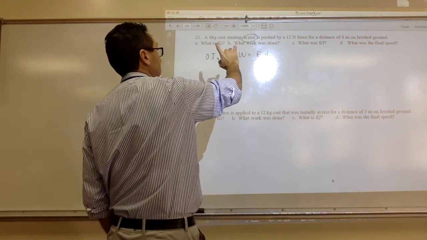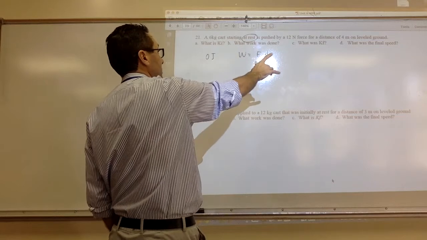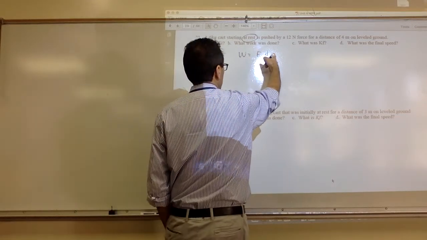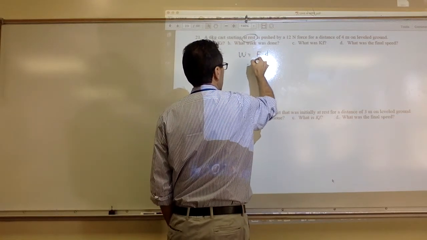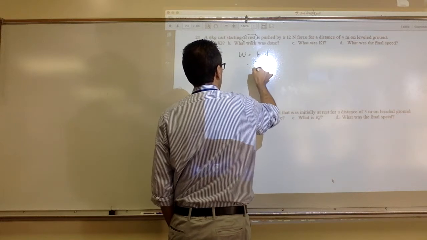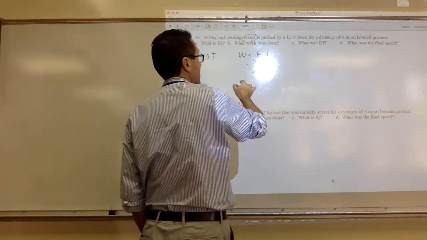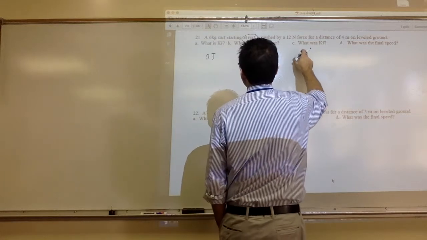Now, the direction of travel and the force make an angle of 0 degrees. So cosine of 0 is 1. So this is going to be basically 12 times 4, and that should be 48 joules. And the final kinetic energy.